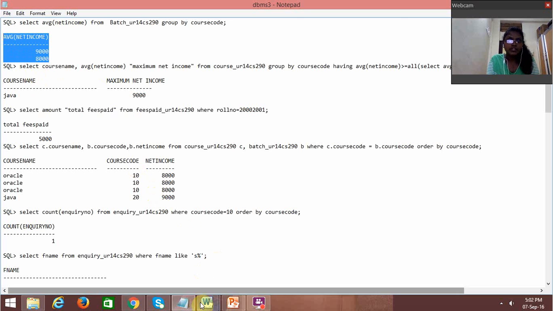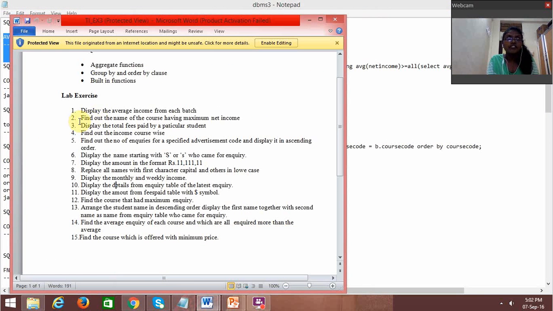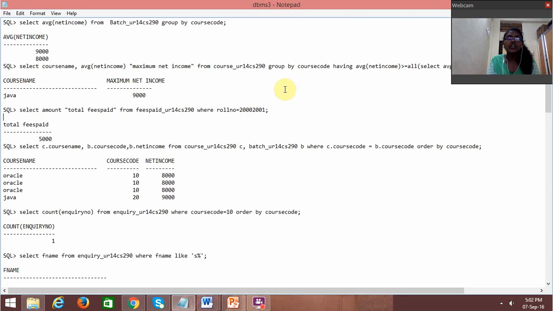And the second question for us is, find out the name of the course having maximum net income. What does that mean? That means among the net income that we have found out according to course code, we have to find the maximum. Who has the maximum? Now since average is aggregate function, we've used group by clause, so we cannot use where. That is why we've used the having clause.